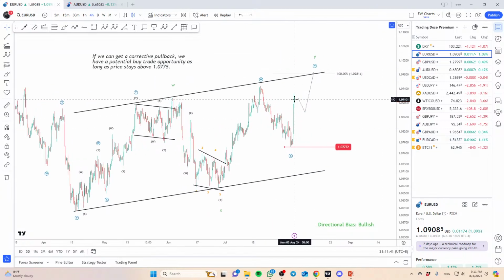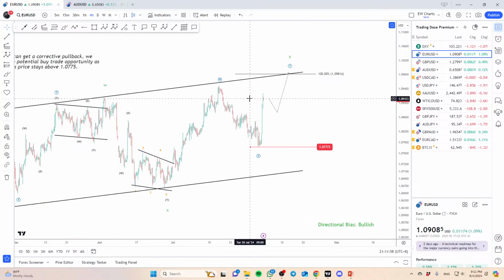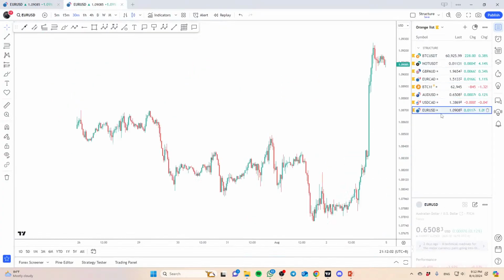Right, so that will be the outlook of things. So any sort of a corrective pullback here going into next week would definitely be opportunities that we can look out for a buy trade, with a target at about 1.0980. If I zoom in a little bit, in terms of a setup here that you can primarily look into.